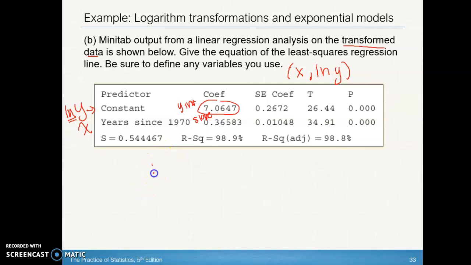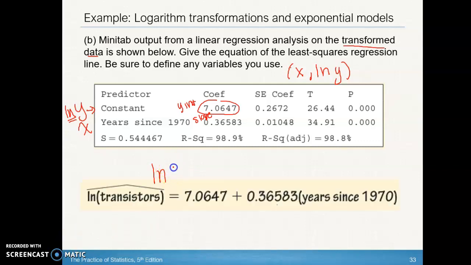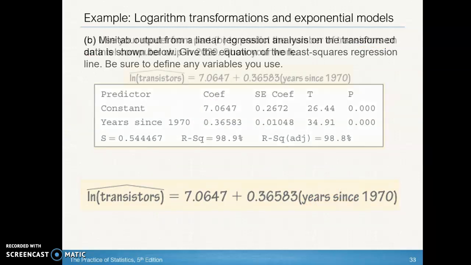When I write my equation, I need to write the natural log of my y values because I took the natural log here. In this case, the natural log was of the transistors. That's in context. Make sure you put your hat there. Here's my y-intercept, the 7.0647. Here's my slope, and then notice my x. I did not have to put the natural log in because I did not have to take the natural log of it for my transformation, and this is in context, year since 1970.